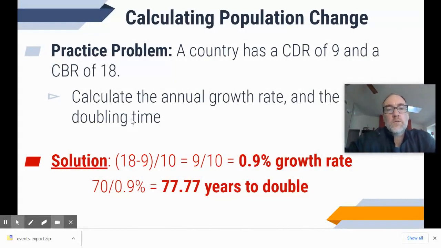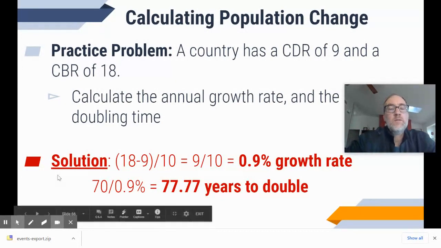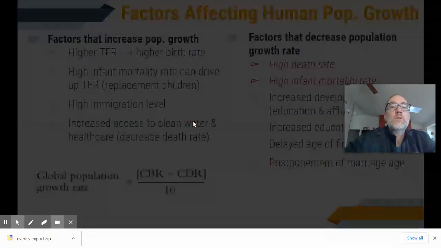Here's the solution. You should have gotten 18 minus 9 divided by 10, which gives a growth rate of 0.9%. You divide 70 by that number, and you get a doubling time of 77.77 years.